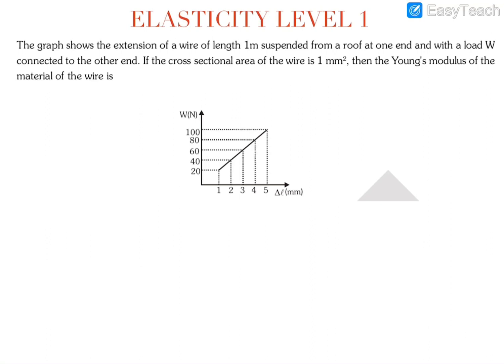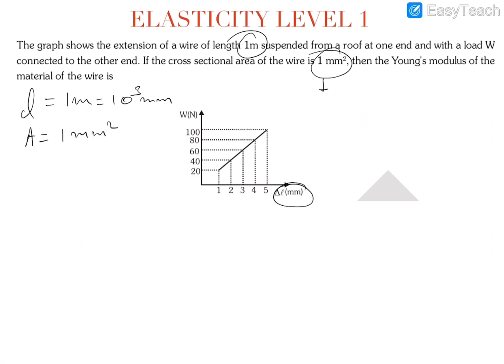In this question, you can see that there is a graph between the weight applied on a wire which is suspended from a roof, and the extension in the wire. So this graph looks like that. The length of the wire is 1 meter and the area of cross section of the wire is 1 mm square. Now the extension is given in mm, so let us convert all the quantities into millimeter. So this is 1 meter and it is equal to 10 raised to power 3 mm. Area is 1 mm square, and we have to find out the Young's modulus.